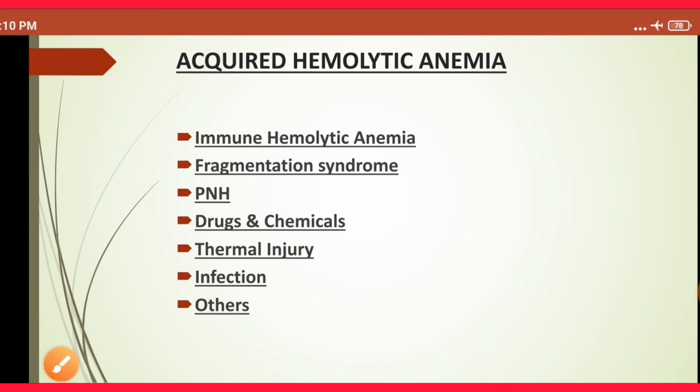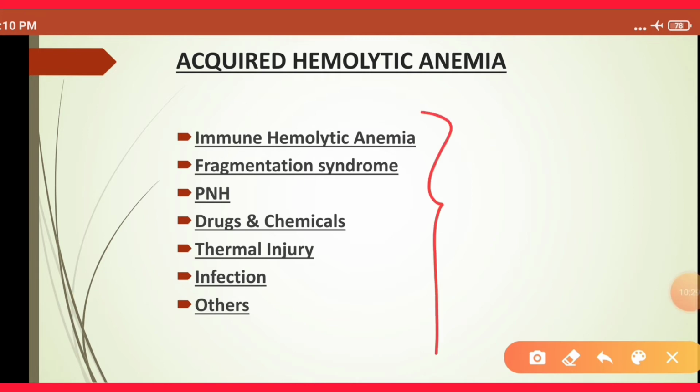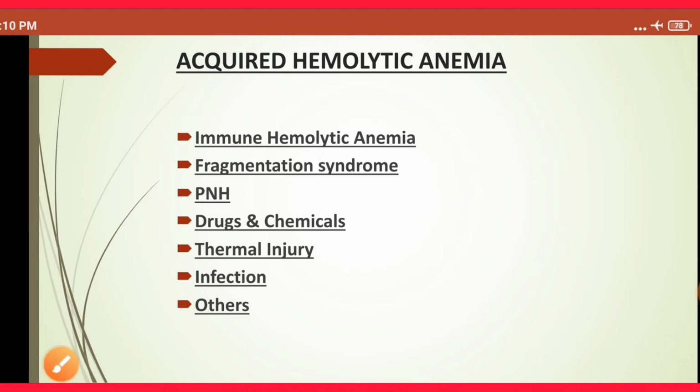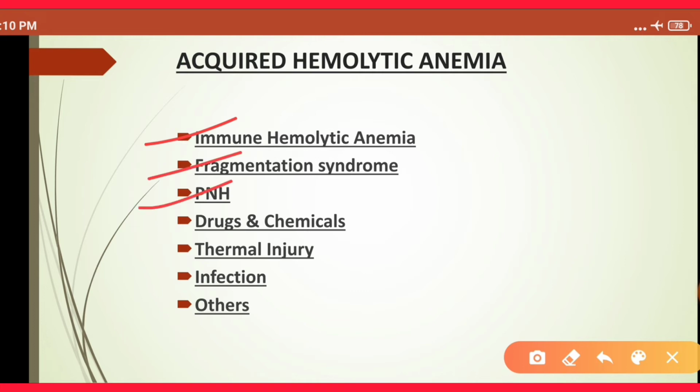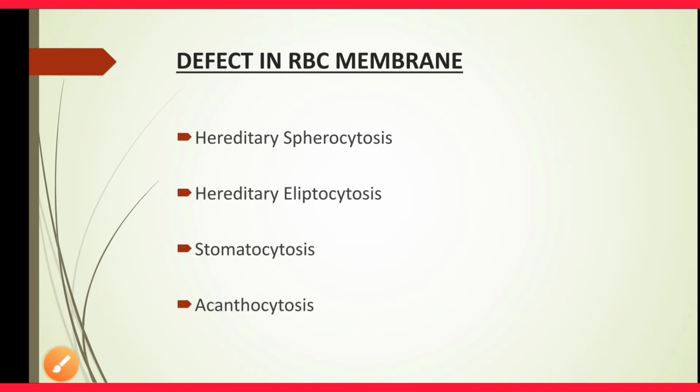Now, acquired hemolytic anemia. This type of hemolytic anemia is acquired later on in life, and it can be divided into seven subtypes. The first one is immune hemolytic anemia. It can be fragmentation syndrome. It can be paroxysmal nocturnal hemoglobinuria. It can be due to drugs and chemicals. It can be due to thermal injuries. It can be due to infection, or it can be from other causes acquired later on in life. Now we will see each category in detail with an example. And guys, I will explain all the causes of hemolytic anemia in my subsequent lecture in the future. Here I am just giving you the overview.